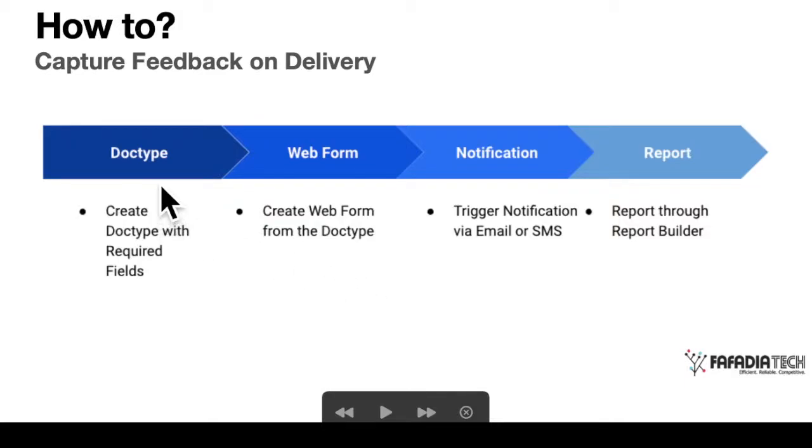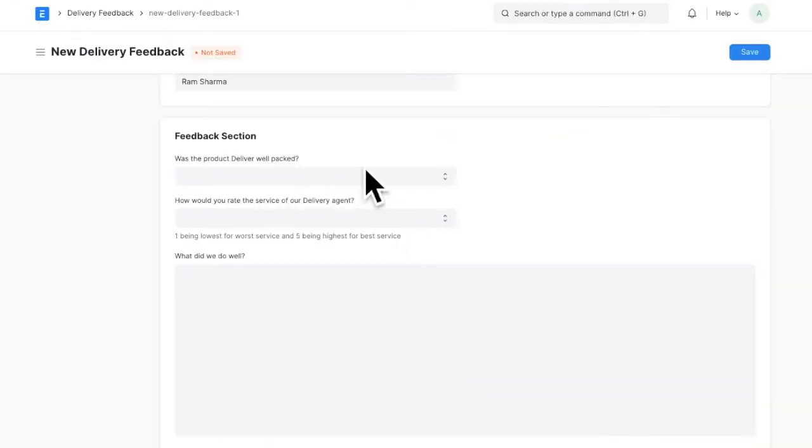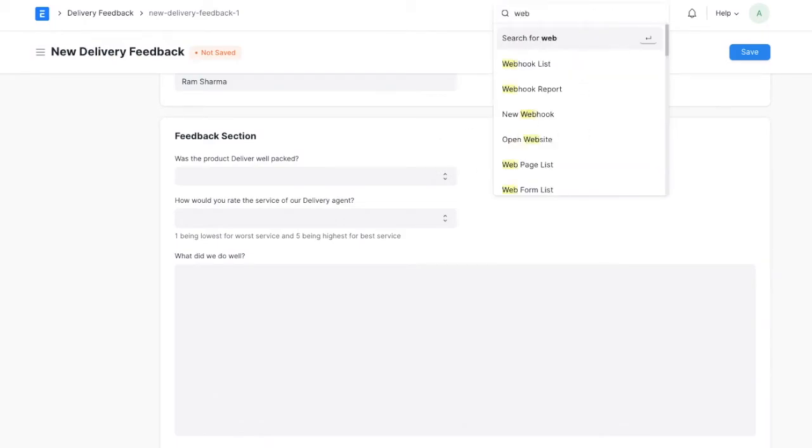Once we've created the doc type with the required fields, you're basically designing the form. Design the form in a way that minimizes inputs and improves the user experience. So you've created the form by creating a new doc type. Now the next step is to create a web form from the doc type. Let's move back to the ERP Next interface and try to create a web form.